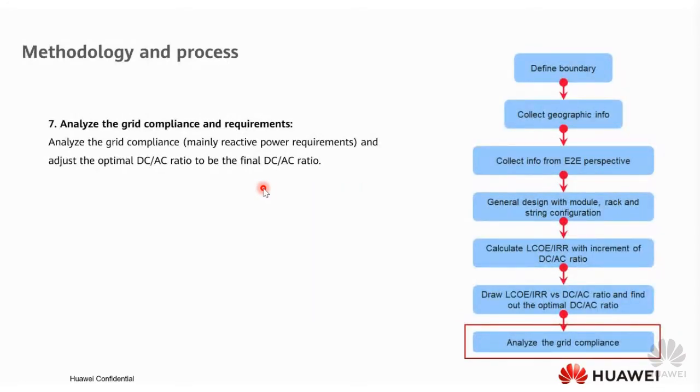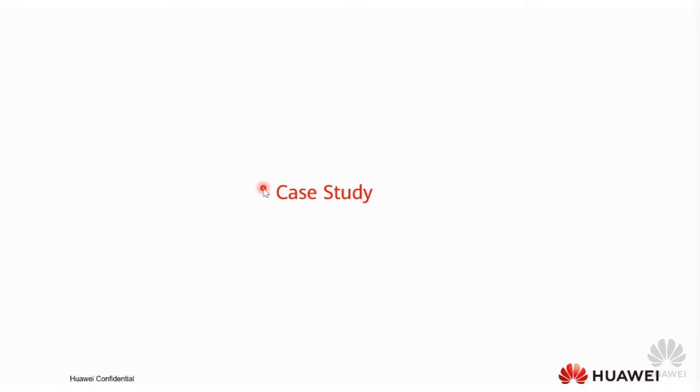After you have done this, we can focus on the grid requirements. Usually these grid requirements are reactive power requirements. I think this is also a hot topic in Greece at the moment. So for certain power plants, not for all, depending on the size. After this, probably the best DC/AC range is already found. So let's see just a quick case study for this.